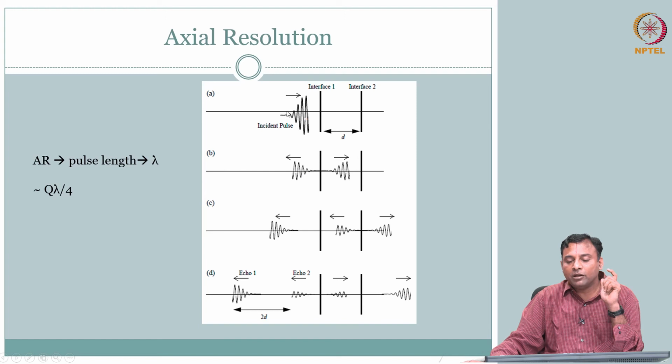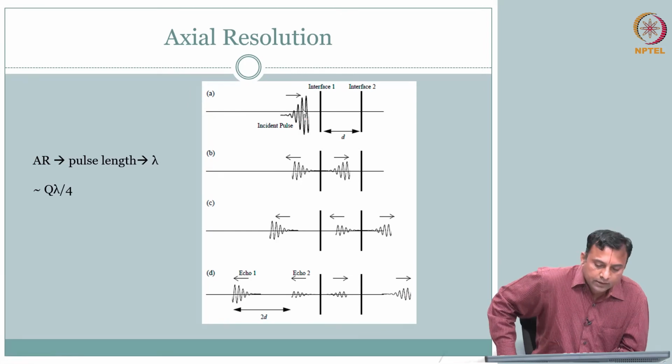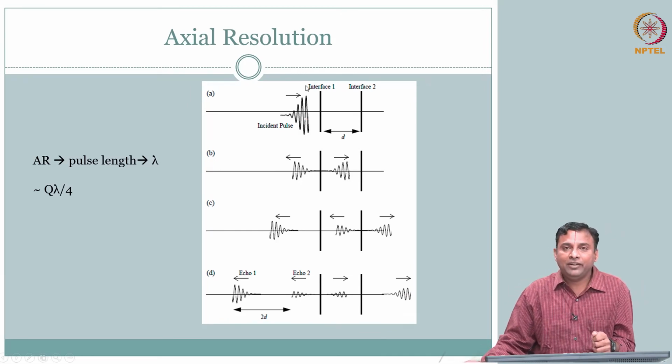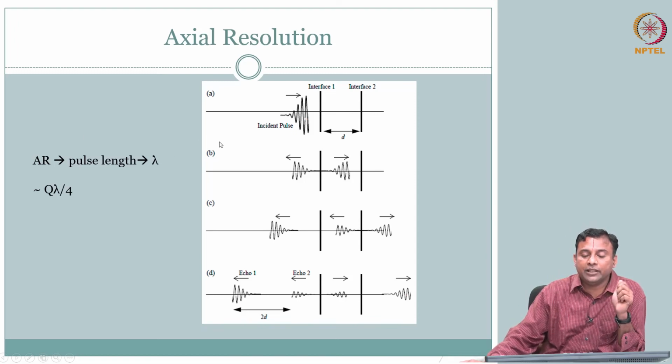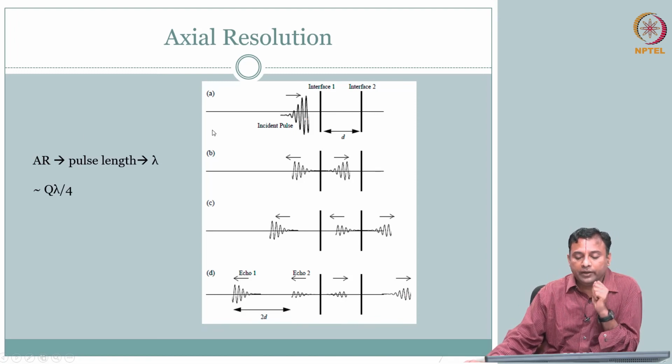the limit, think about sending a pulse of only one cycle, so your lambda. So typically it is Q lambda by 4. Q, essentially you can consider as a quality factor that incorporates your pulse shape, okay. So now you see vividly that when you use the pulse echo paradigm, this wavelength is a big deal, that determines your axial resolution, okay.